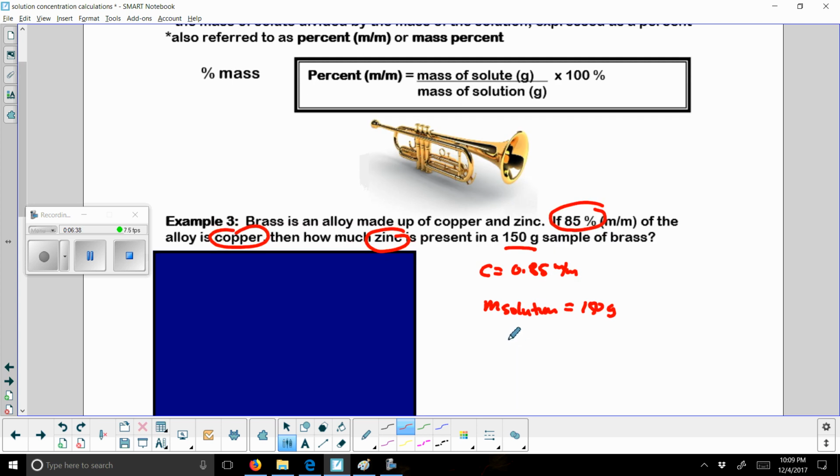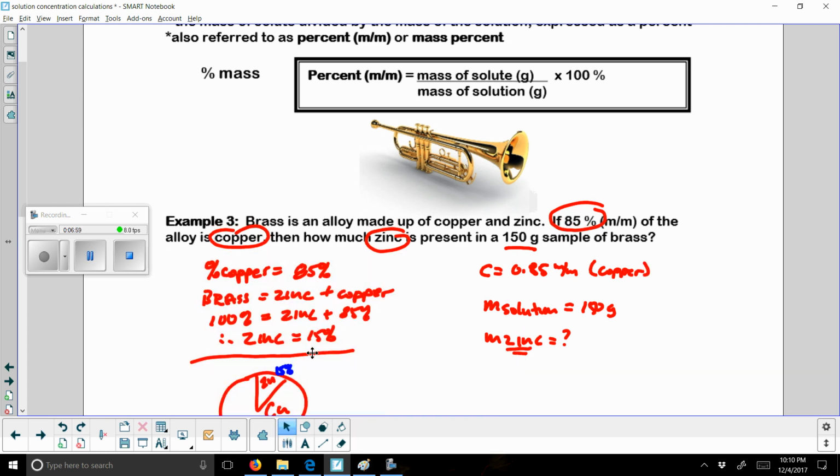And what else I know is I want to know the amount of zinc in here. So the mass of the zinc. My problem is this. The 85% is for copper. It's 85% copper, but I'm trying to find over here the mass of the zinc. So you got to be careful here. I got to do a little bit of math here.